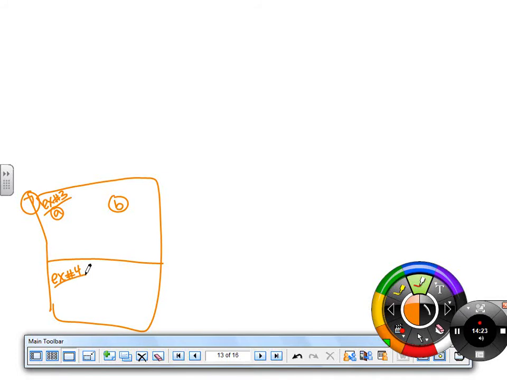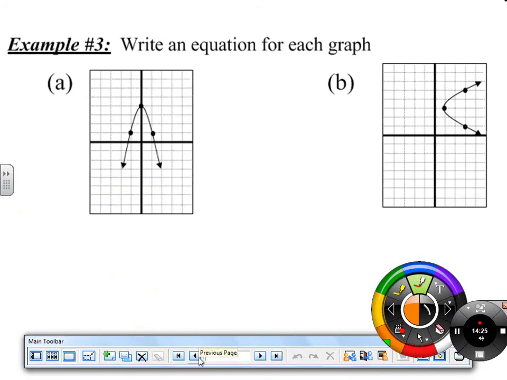So if you want to pause the tape and you can sketch these graphs, if these were given to you as problems, could you write an equation for each graph? So if you look at the graph in part A, you can see it's a parabola.